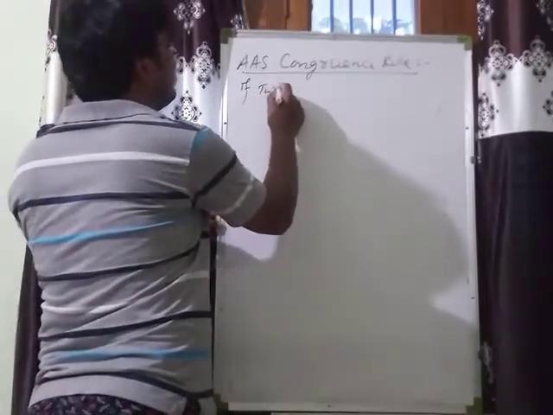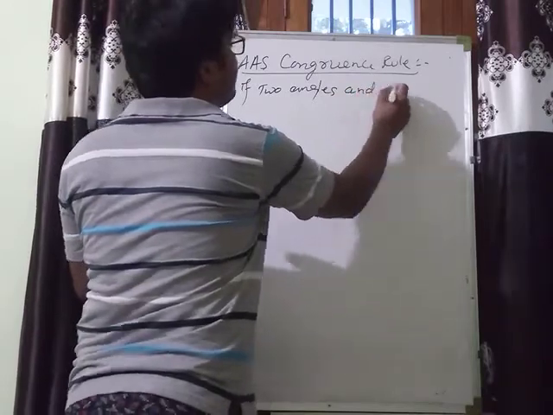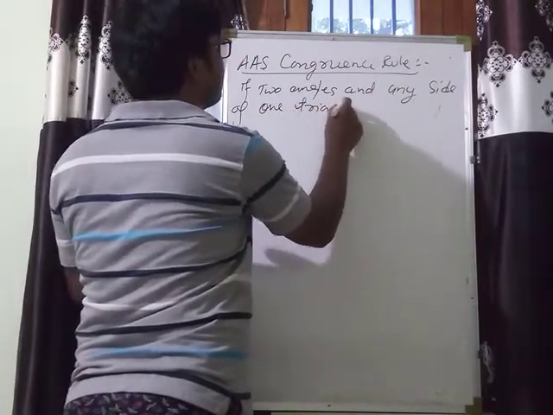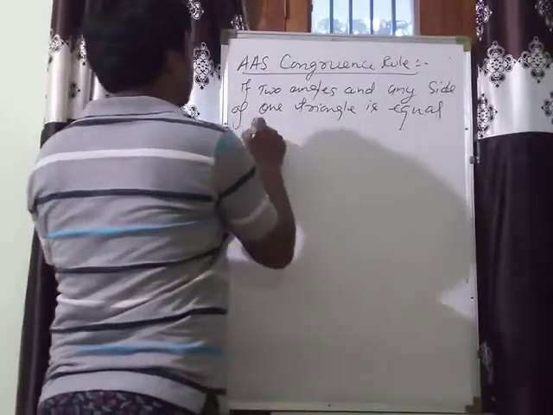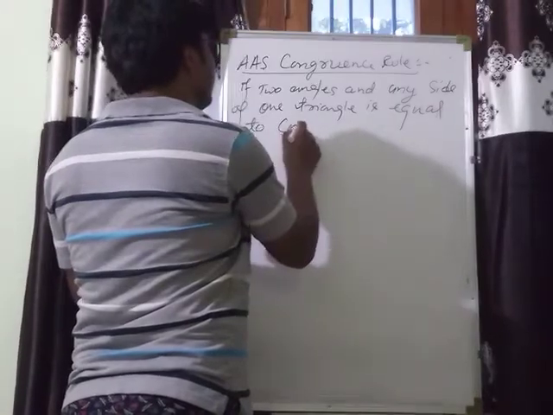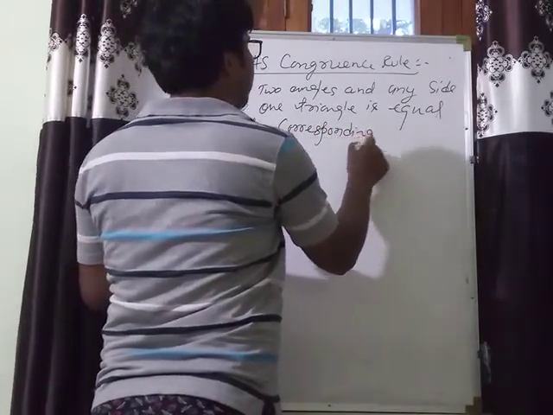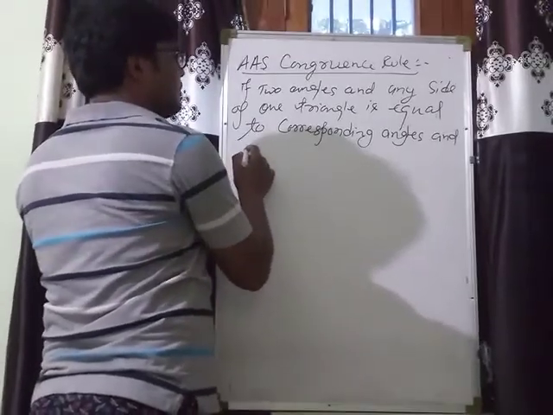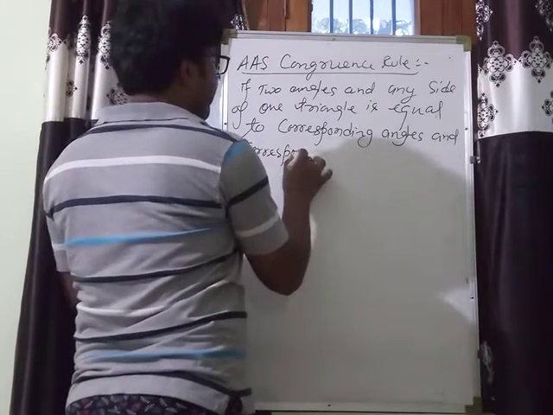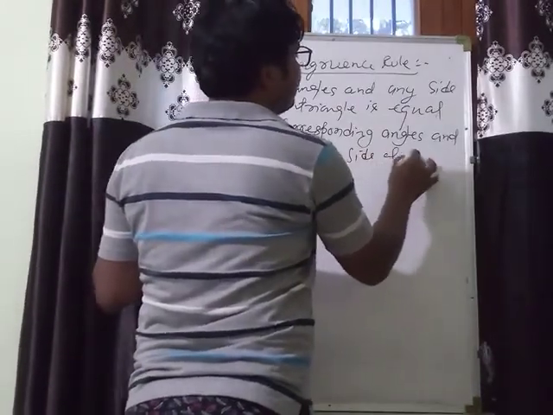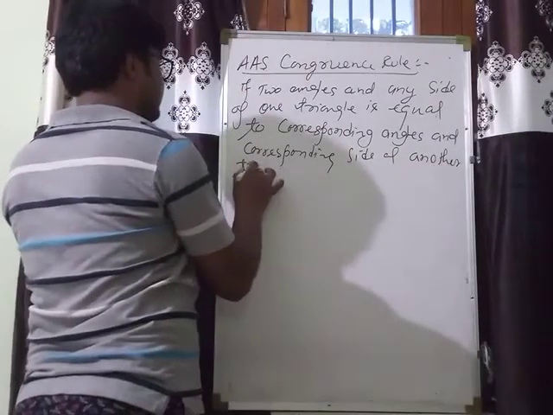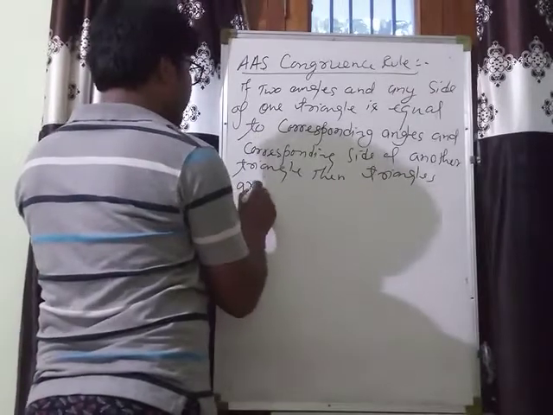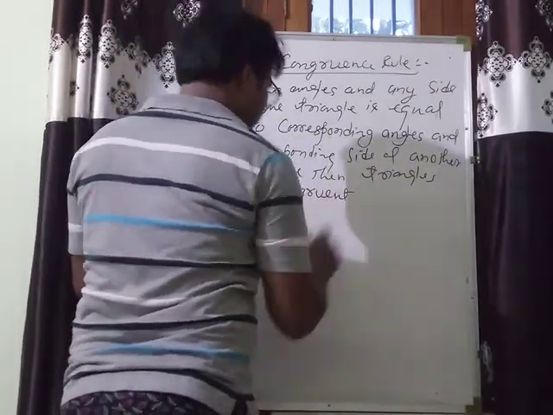If two angles and any side of one triangle are equal to the corresponding angles and corresponding side of another triangle, then the triangles are congruent.